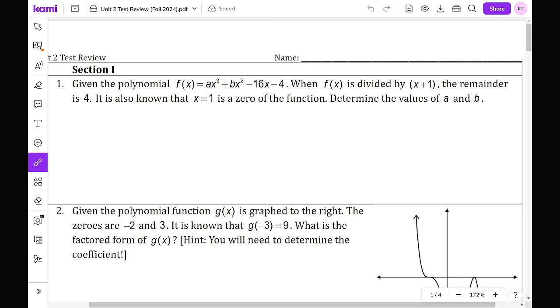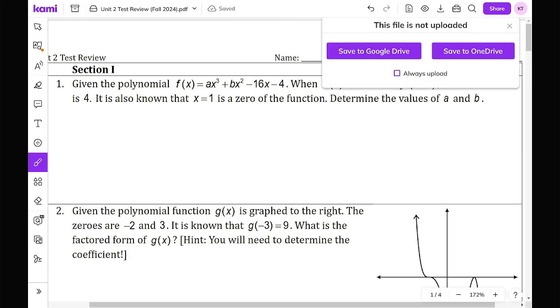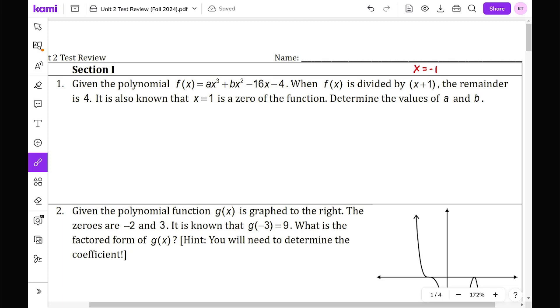So we are going to use both of the pieces of information with our polynomial to go ahead and set up a system of equations to solve this question. So the first one, it says that when it's divided by x plus 1, the remainder is 4. So I'm going to use the remainder theorem here. So that's going to be x is equal to negative 1. I'm going to go ahead and plug that in for x in my polynomial, and I'm going to set it equal to 4 because it tells us that that is the remainder.